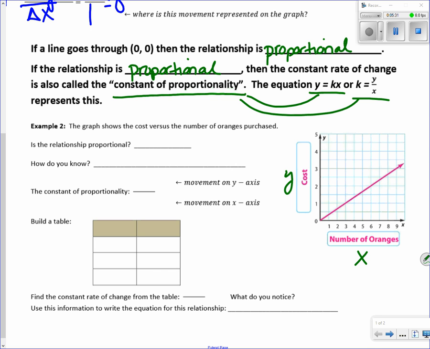So in my table, I'm actually going to label it. I know it's x and y, but a lot of the times you'll see labels and they won't give you an x and a y, especially if you have a graph and you're expected to know which axis is which. So I'm going to label this number of oranges, and I'm going to label this cost. Now let's go to our table and our graph, and let's start finding points.